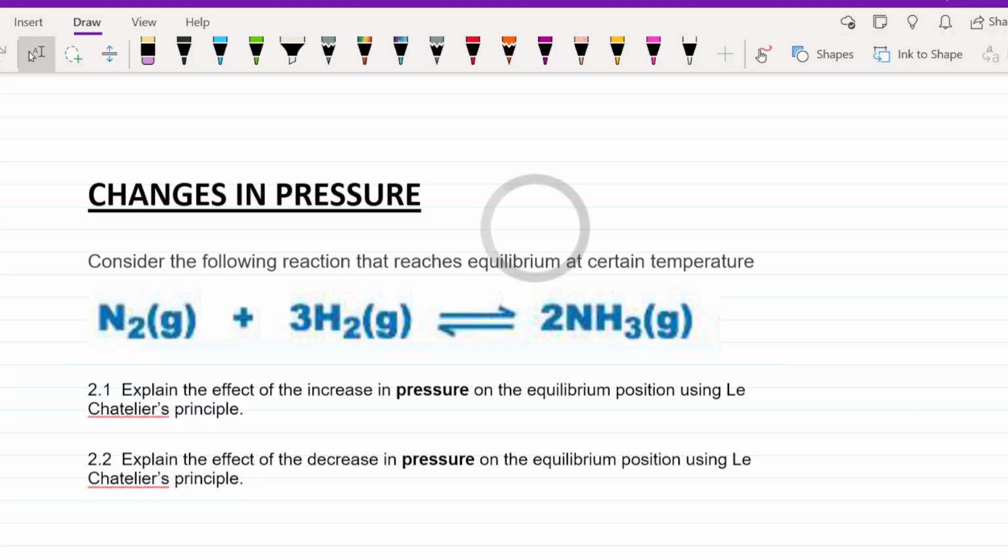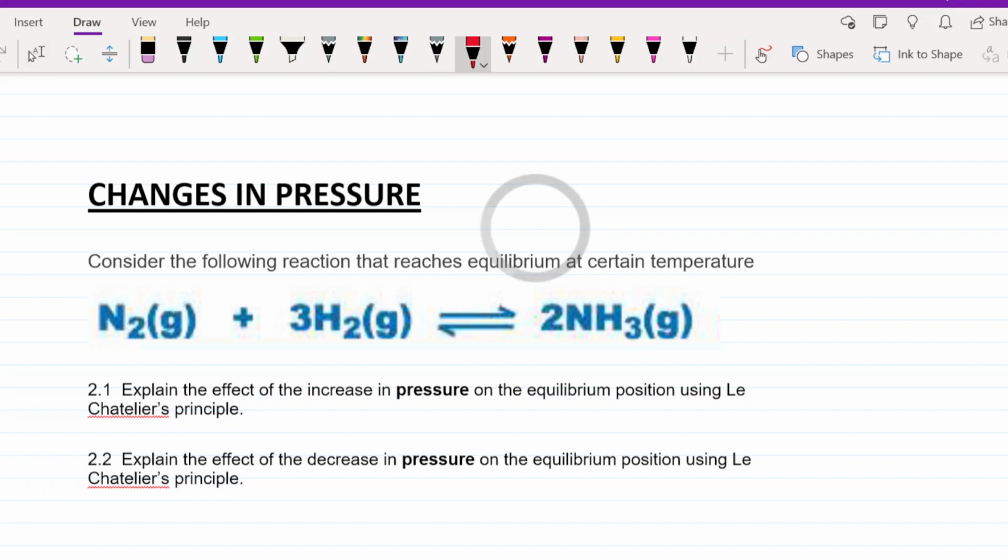Welcome back, grade 12s. Now we are doing part 2 of our videos on chemical equilibrium graphs. In part 1, we dealt with the effect of concentration on the equilibrium position. Now, in part 2, we are going to deal with the effect of pressure on the position of the equilibrium. The effect of pressure is very simple. We are going to deal with questions 2.1 and 2.2, and then in part 3 we will deal with the temperature.